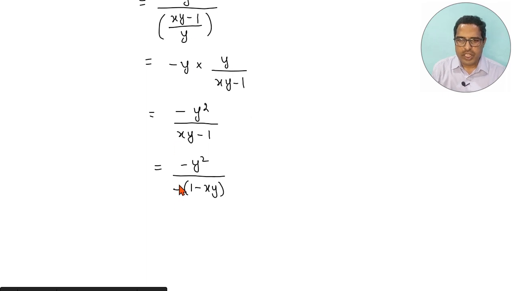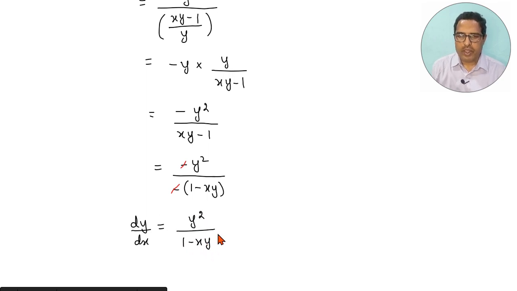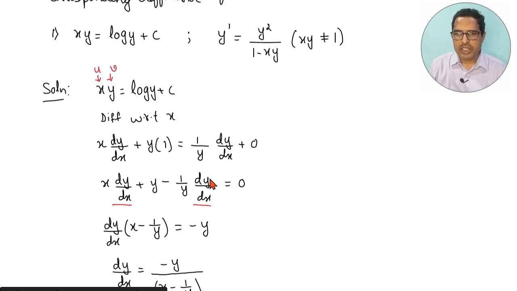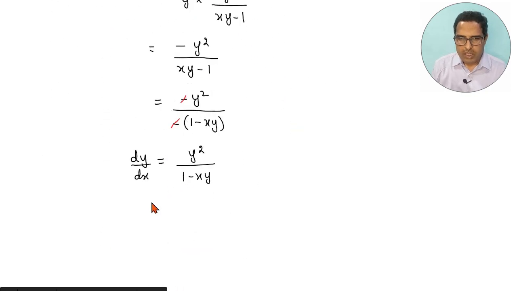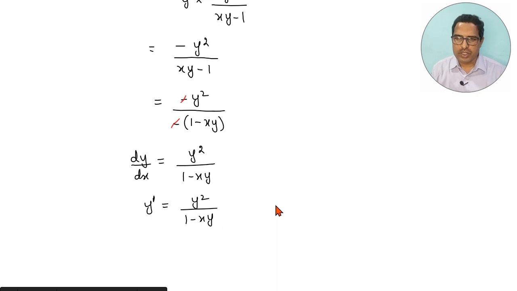We see that this negative value and this negative value will cancel out, and we are left with dy by dx equals y square divided by 1 minus xy. But dy by dx can be written as y dash. Therefore, we have verified y dash equals y square divided by 1 minus xy. Hence, the given function verifies this given differential equation.